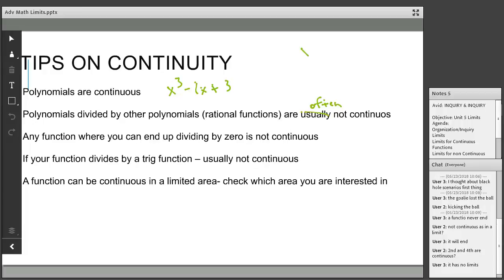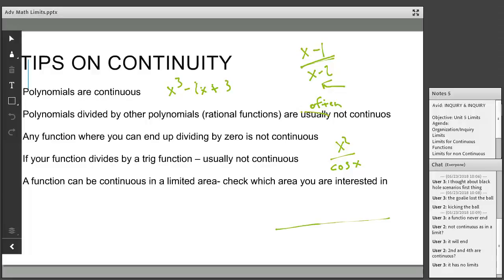When we are taking a polynomial and dividing by another polynomial, let's make an easy one, x minus 1 over x minus 2. We're going to run into a problem there when x equals 2. We're going to be dividing by 0. That's going to put a hole in our graph. Okay, so polynomials divided by other polynomials are often not continuous. Any function where you end up dividing by 0, not continuous. If your function divides by a trig function, so let's say we had x squared divided by cosine of x, if you're dividing by a trig function, it is usually not continuous.